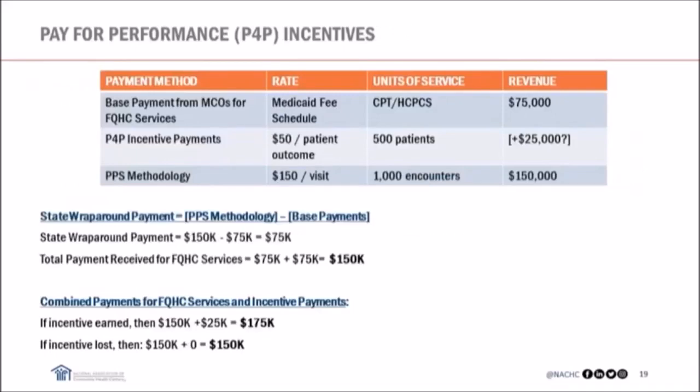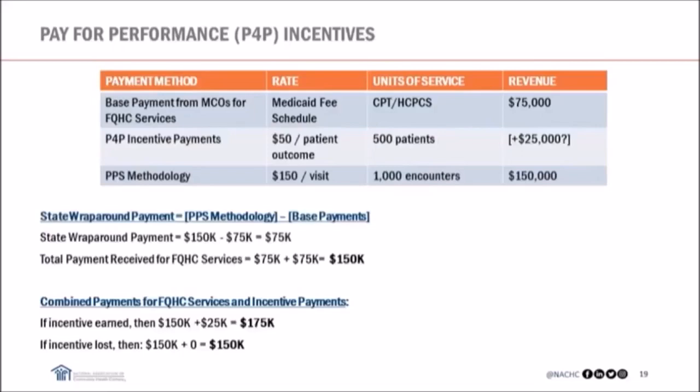So how does this apply in the context of various value-based payment arrangements? Let's take this simple example. Many health centers today have arrangements in which they earn additional money under pay-for-performance contracts. So here's an example where a health center would have earned a pay-for-performance incentive from a health plan. And let's go through the calculation for how the state calculates wraparound.